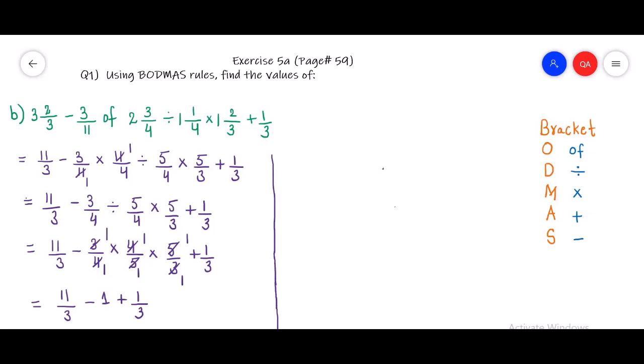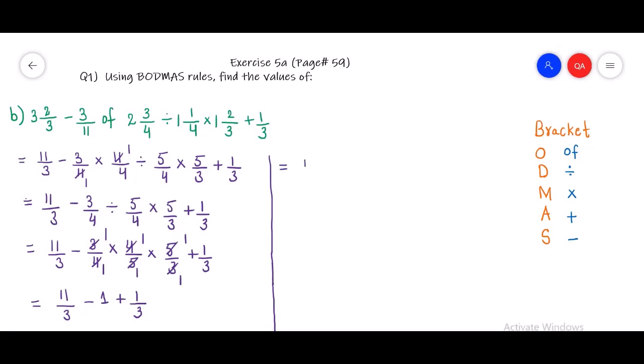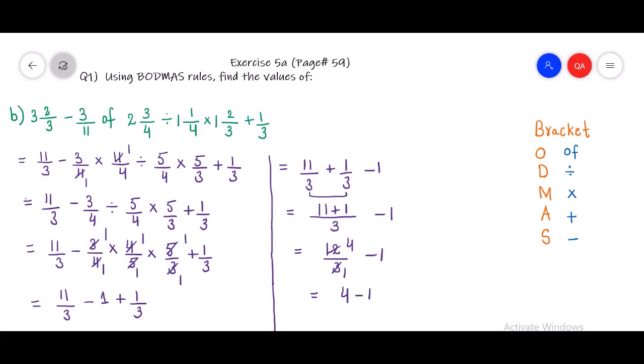For this we will rearrange the terms. Like 11 by 3 plus 1 by 3 minus 1. Here we have addition sign between 11 by 3 plus 1 by 3. So we will take LCM as denominator is same. So we will write 3 here. 11 plus 1 minus 1 here. 11 plus 1 is 12. 12 divided by 3 minus 1. So through cancellation 3 ones are 3, 3 fours are 12, which is equal to 4 minus 1, and 4 minus 1 is equal to 3.